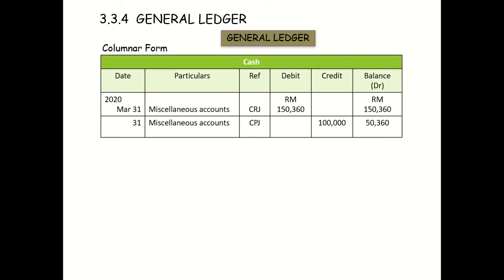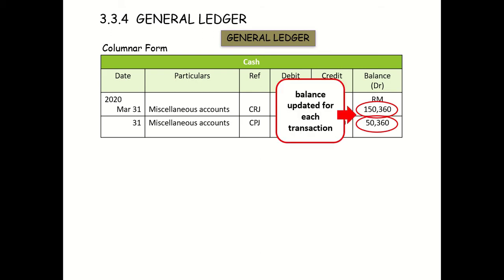Let us look at an example, cash account in general ledger. For columnar form, there are 5 columns. We would include date, particulars, reference, amount in debit or credit column, and the balance. Please note that balance of the account will be updated for each transaction.